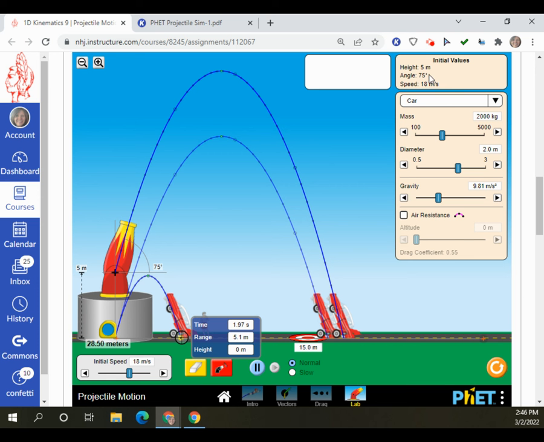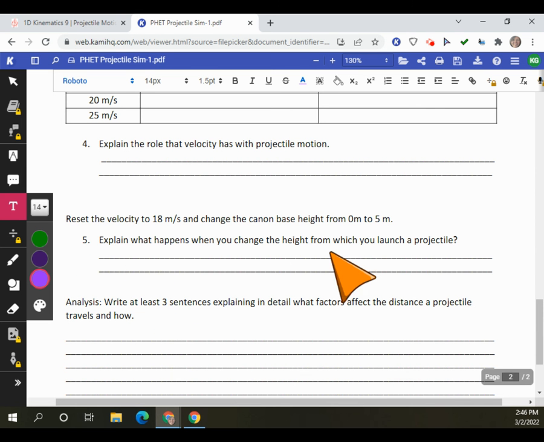So we were at 75 degrees. We're at 18 meters per second. Our first launch was 18 meters per second. When we launched from a higher base, then our object went a little bit farther in distance. So explain that.